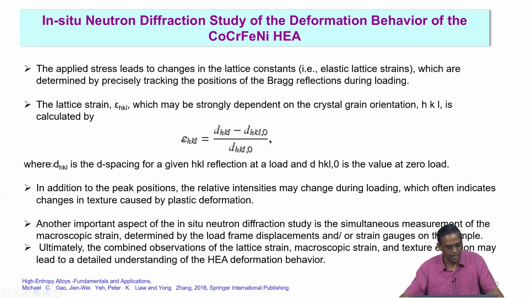In addition to the peak positions, the relative intensities may change during loading, which often indicates changes in texture caused by plastic deformation. This is important. Another important aspect of the in situ neutron diffraction study is the simultaneous measurement of macroscopic strain, determined by the load frame displacement or strain gauges on the sample. Ultimately, the combined observations of the lattice strain, macroscopic strain and the texture evolution may lead to a detailed understanding of high entropy alloy deformation behavior. So, this is the background. We are interested in measuring the lattice strain and macroscopic strain.